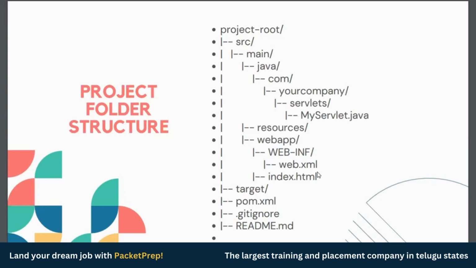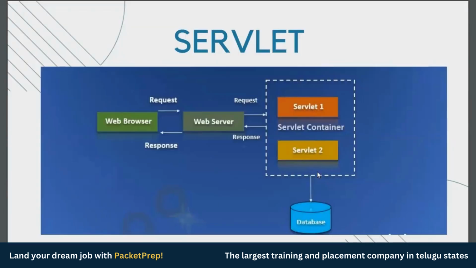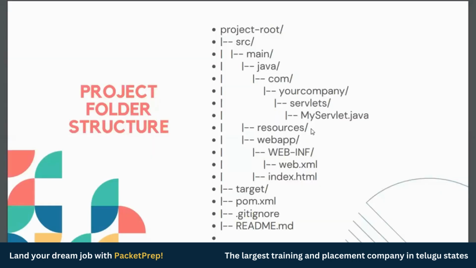There are tags which we'll see in web.xml: servlet class and servlet mapping. What should be the URL of that is mentioned in web.xml. So whenever we send a request, it goes to the servlet container, and which servlet the container should see comes from web.xml. So that's the way we can see it.